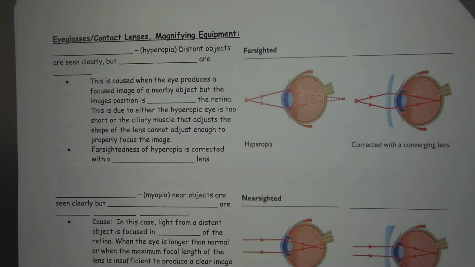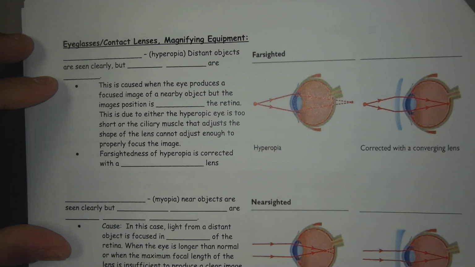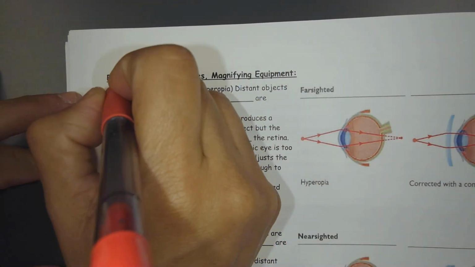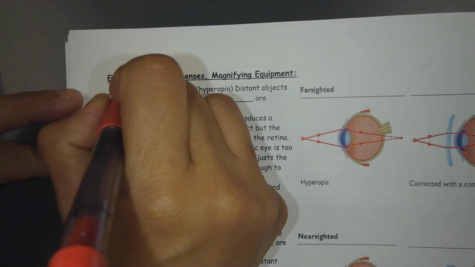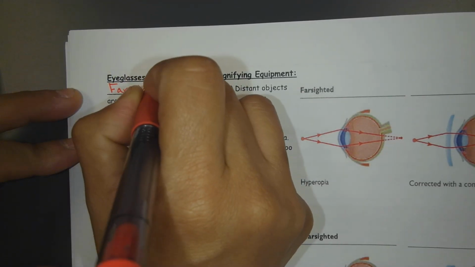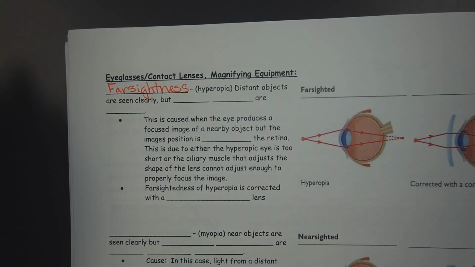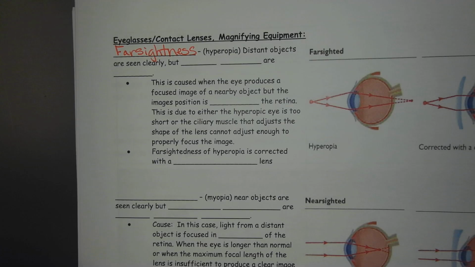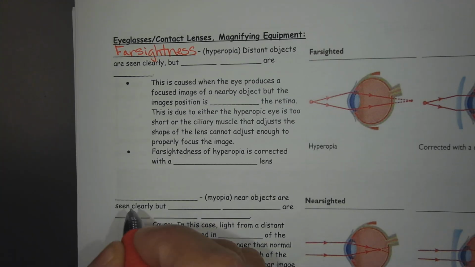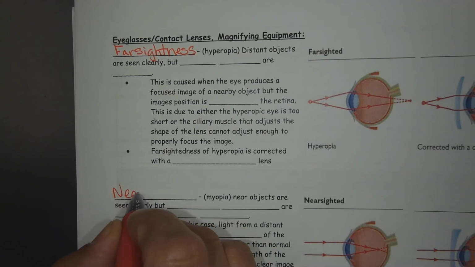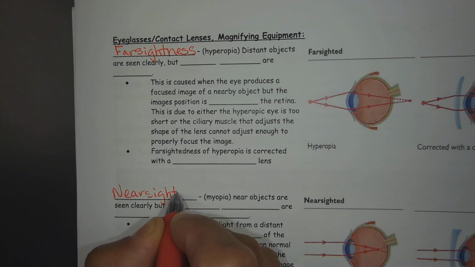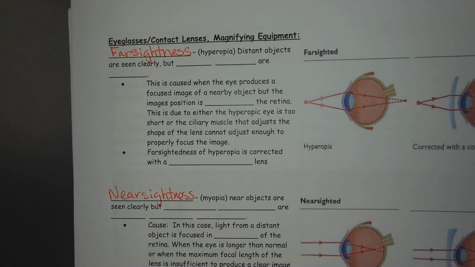It says here, some of us have some vision problems. Some of us don't. You're great if you don't. Unfortunately, some of us are going to be considered what we call farsighted. You've got farsightedness. But some of us are nearsighted. Myopia and hyperopia.